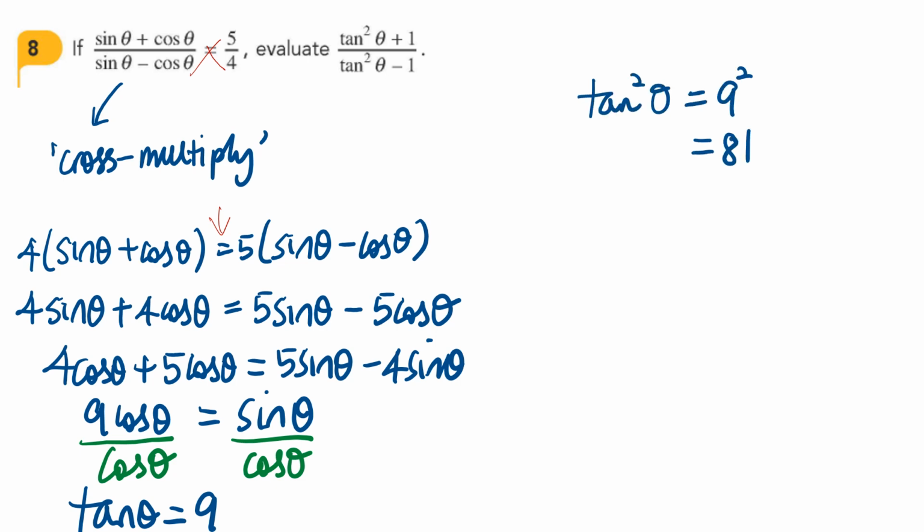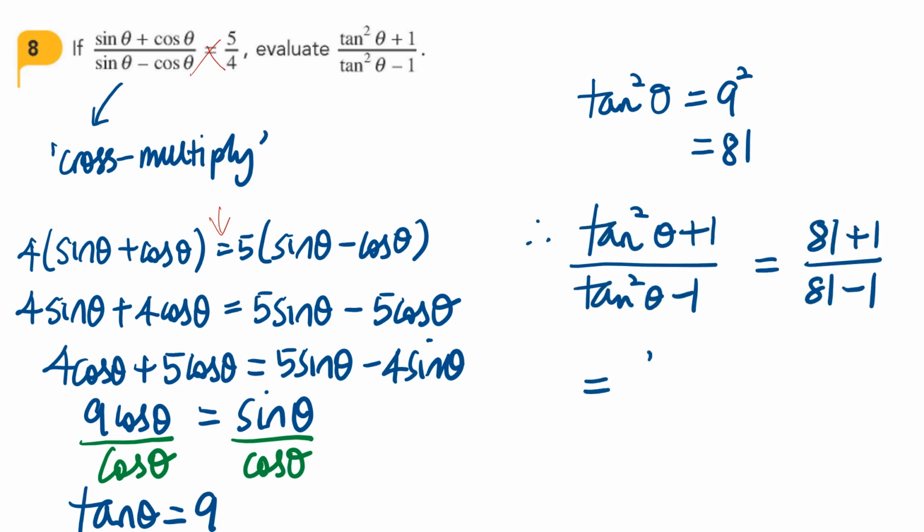And so if tangent theta equals to 9, then tangent squared theta will be just tangent theta times tangent theta, right? So that gives you 9 times 9 gives you 81. And once you know that, you can just plug into your expression and you'll get 41 over 40.